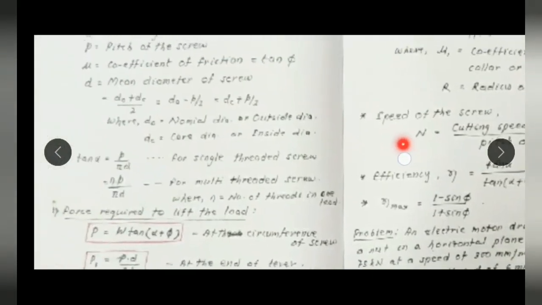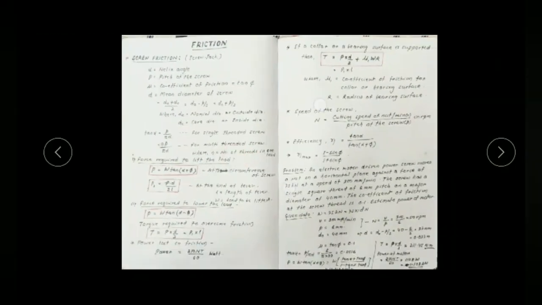Next, efficiency of the screw jack, eta equal to tan alpha upon tan of alpha plus phi, and maximum efficiency of the screw jack will be 1 minus sin phi upon 1 plus sin phi. These are the fundamental concepts which are used in screw friction. Please pause the video and note in your copy.